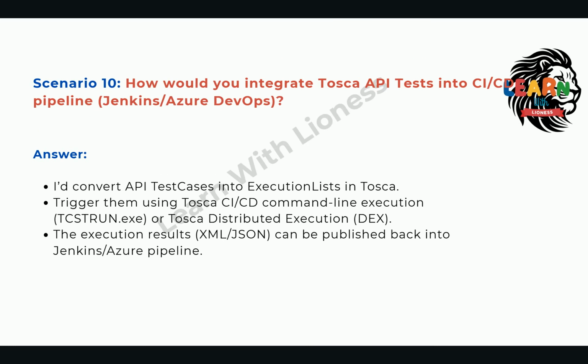Scenario 10. How would you integrate Tosca API tests into a CI/CD pipeline, Jenkins, or Azure DevOps? Answer: I'd convert API test cases into execution lists in Tosca. Trigger them using Tosca CI/CD command line execution, tricentisrun.exe, or Tosca distributed execution, DEX. The execution results, XML or JSON, can be published back into Jenkins or Azure pipeline.